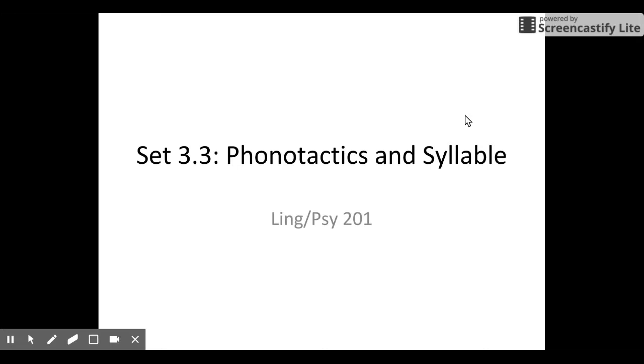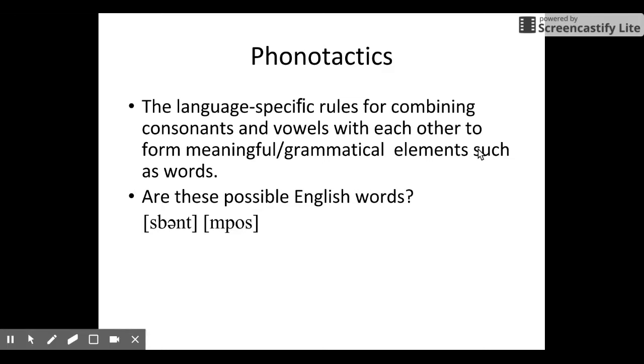Today we are going to talk about phonotactics and syllable, two concepts. But actually, phonotactics will be really informative when we have the concept of syllable. So let's talk about these two things together.